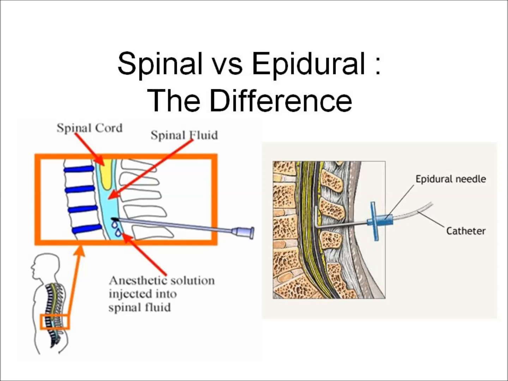It is unusual to place a catheter in the spinal space. That means it is unusual to place a catheter in CSF. This may occasionally be done in specific circumstances, but for the most part, spinals are single-shot injections. On the contrary, it is quite unusual for us to have a single-shot epidural injection. For the most part, we do place an epidural catheter so that medication can be given via this catheter for as long as it's needed.